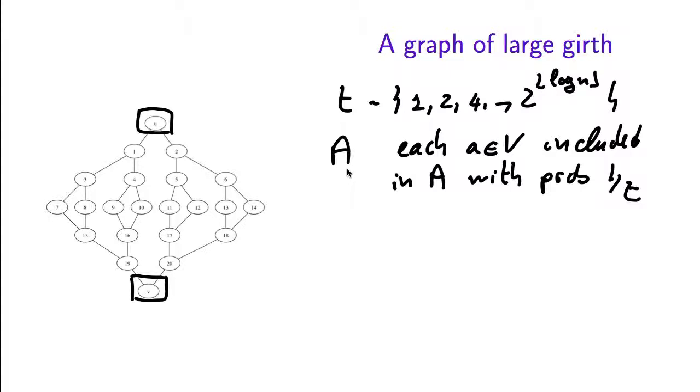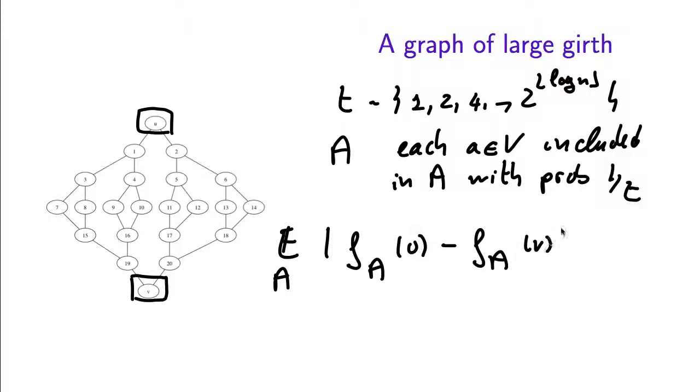Now suppose a set A is chosen randomly in this way. And now we wonder what's going to be the expectation over A of FAU minus FAV. Well, once a parameter T is chosen randomly, we're going to have an extremely high probability that the closest vertex to V is going to be within distance log T plus or minus some constant from V.